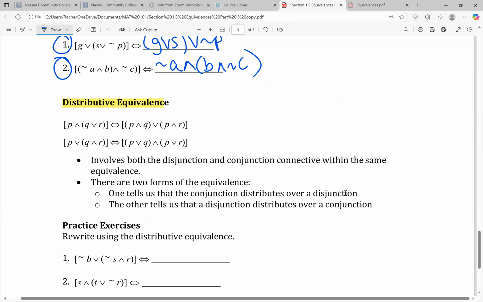And it also works for the disjunction. So I could distribute the P or to the Q. So I'll have P or Q. And then the and becomes the connective. And then now I could distribute the P or to the R, and I'm going to have P or R. So that's how the distributive equivalence works.